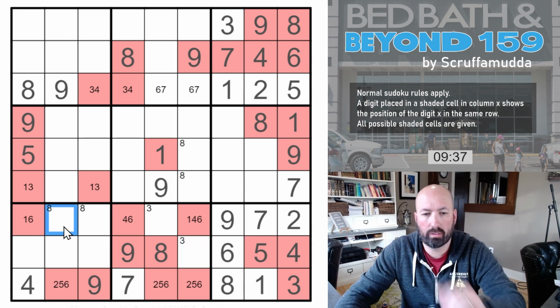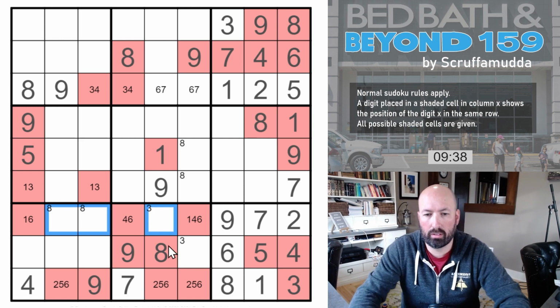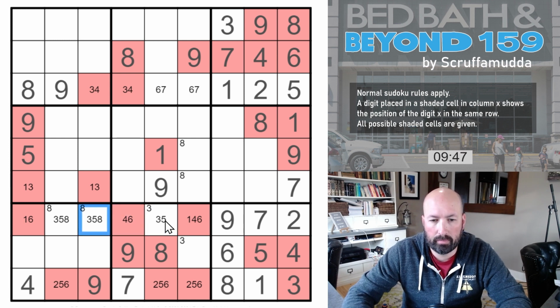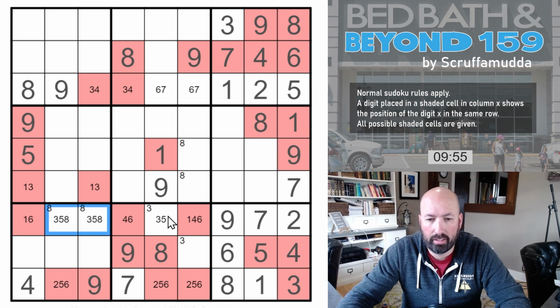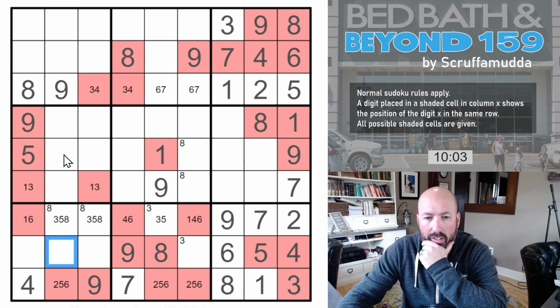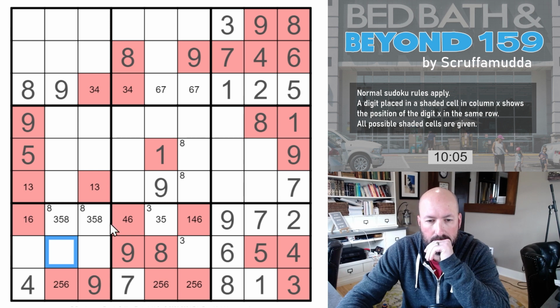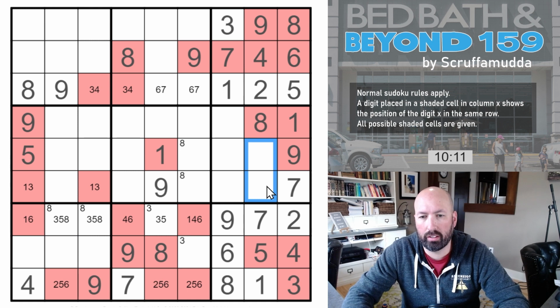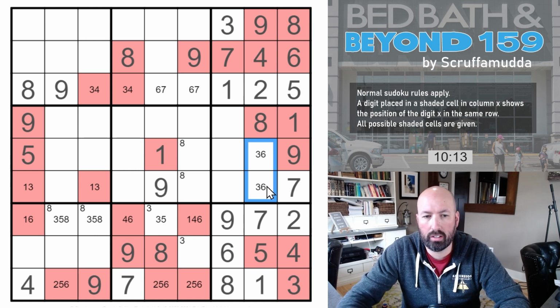Okay, so let's see. What are these? These are 3, 5, and 8, I think. This one can't be an 8. So there's definitely an 8 over here, but that's not an issue. Oh, we already knew there was an 8 over there. It's just a matter of knowing where to look, I think, sometimes. Okay, there's only 2 left in here, so 3 and 6.